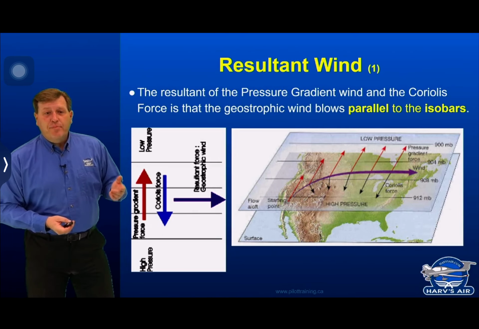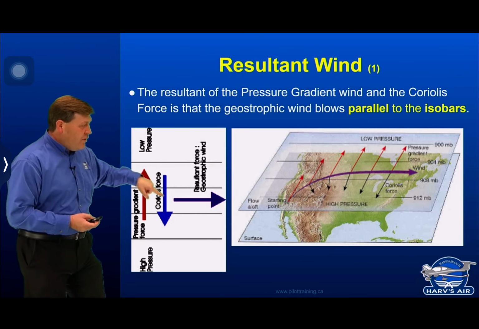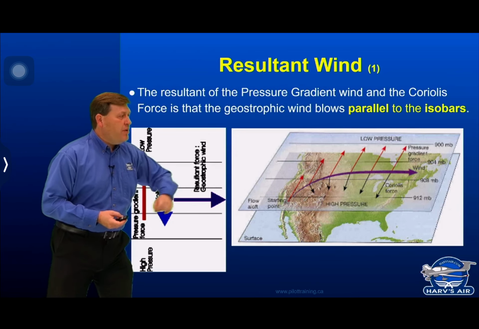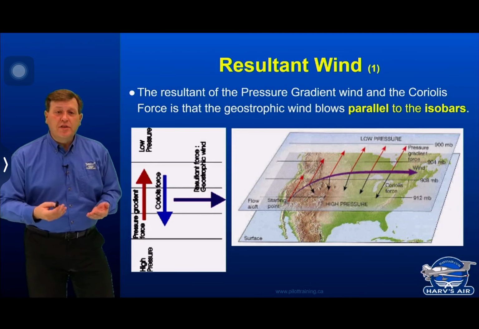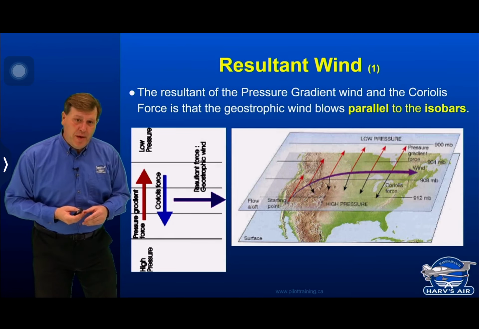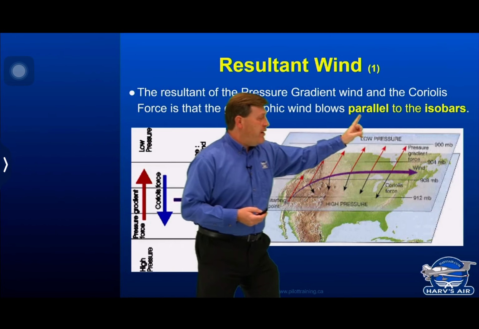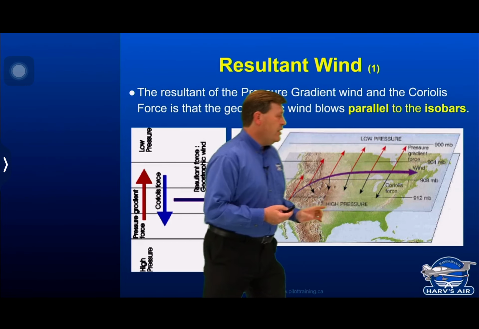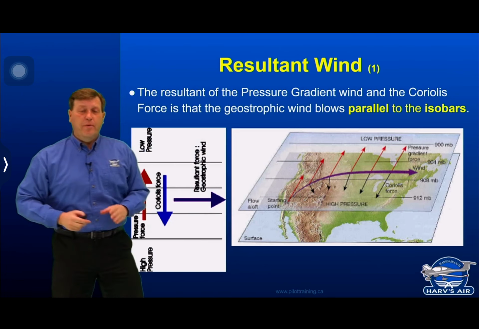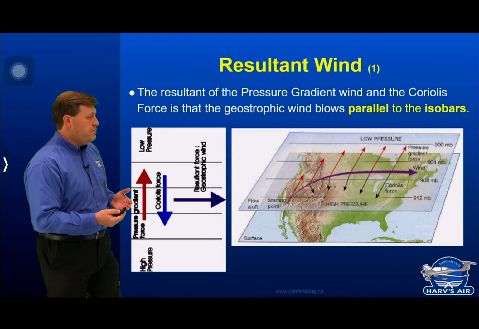Aloft, when we have the pressure gradient force moving the winds, and then the Coriolis force forcing them to the right, the wind that parallels the isobars is known as the resultant wind. The resultant wind also has another name that you should remember, and that is the geostrophic wind that blows parallel to the isobars. This is at high altitudes above 3,000 feet. Remember that, where friction has no effect upon the winds.